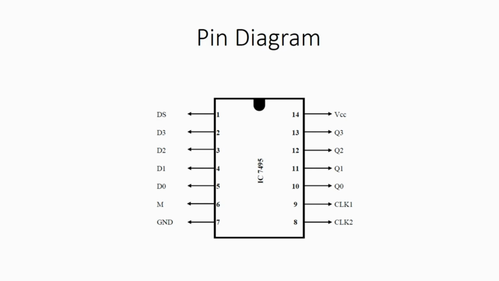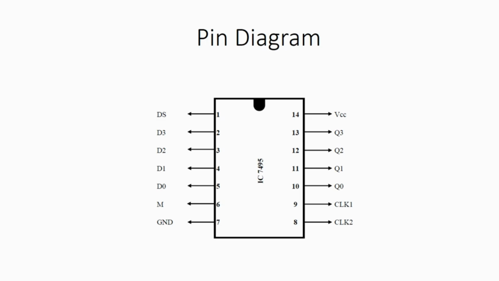right direction. That's why it has 4 input terminals, D3, D2, D1 and D0. Similarly, 4 output terminals, Q3, Q2, Q1 and Q0.